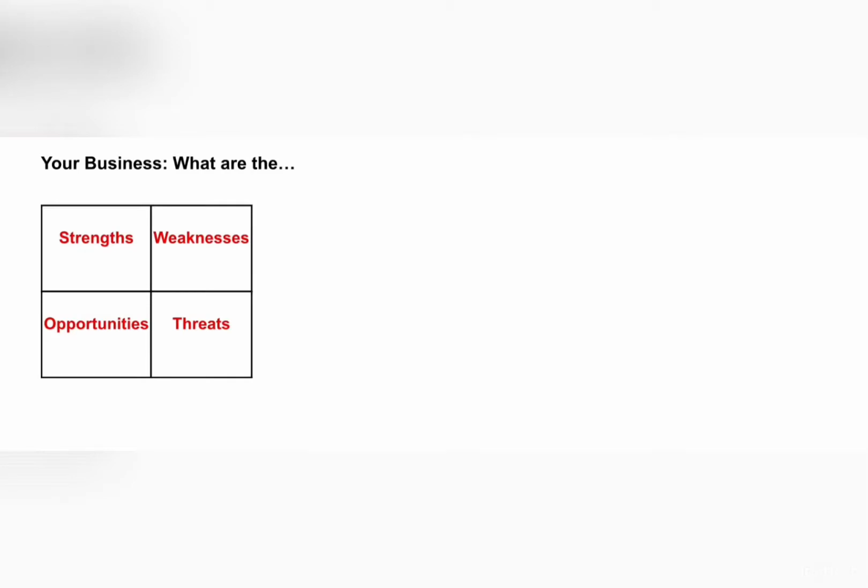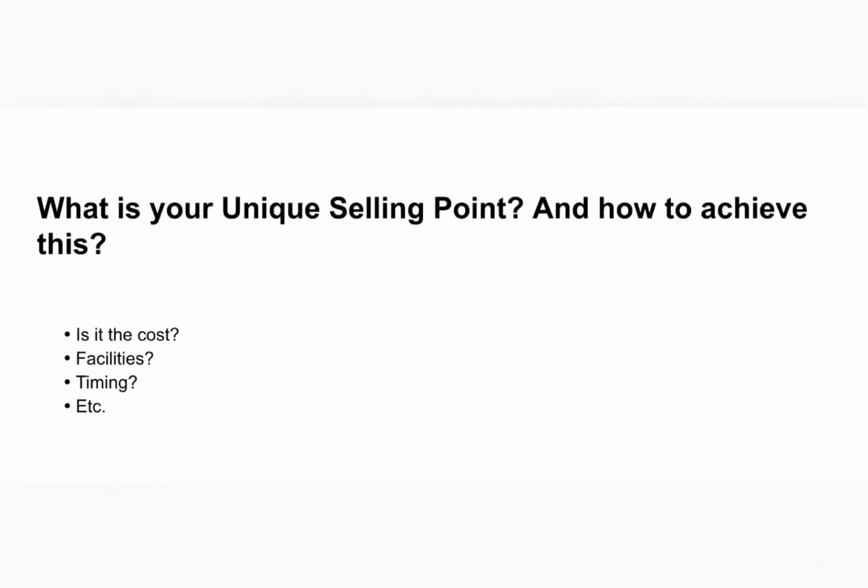And then going on to the next clip would be, what is your unique selling point? There are competitors. Any business has competitors. So what is your unique selling point, and how are you going to achieve this? Is your unique selling point the cost? Is it the facilities? Could be timings. It could be anything.